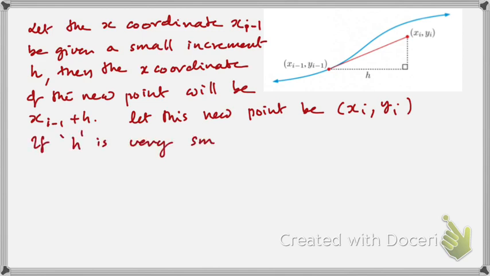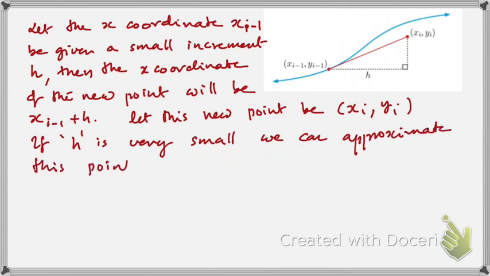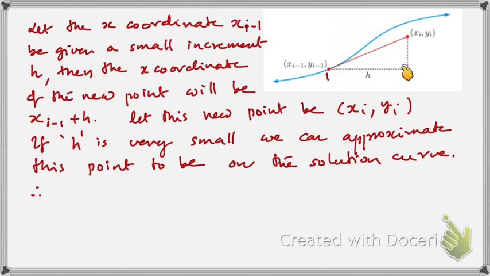If h is very small, that is, the increment I am giving to the right side is very small, and the difference between the initial point x_{i-1} and the new point x_i is very small, then the error we could make would be as minimum as possible, because it's very close to the initial point.